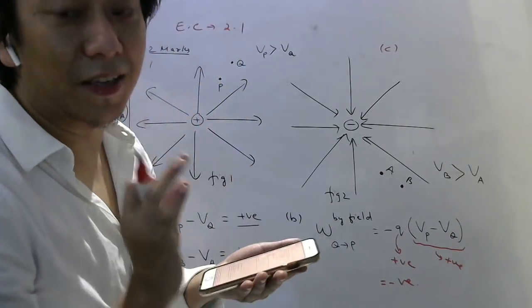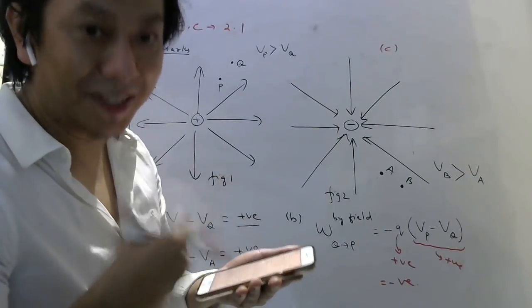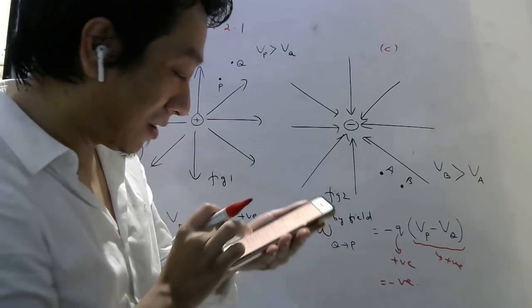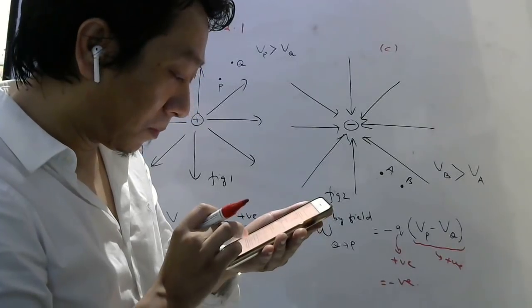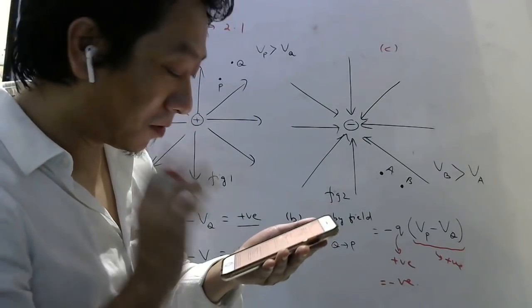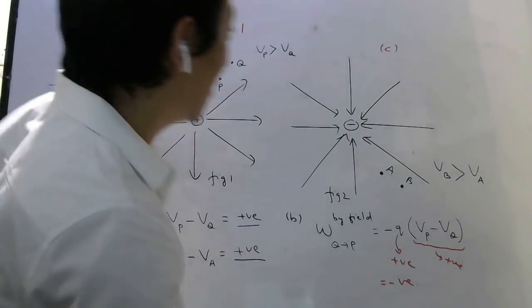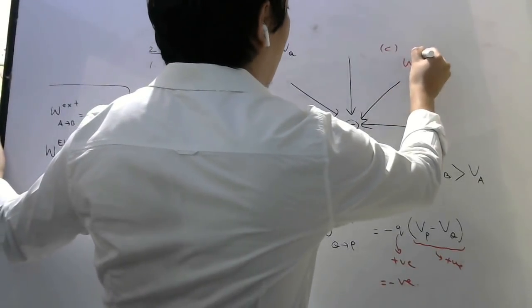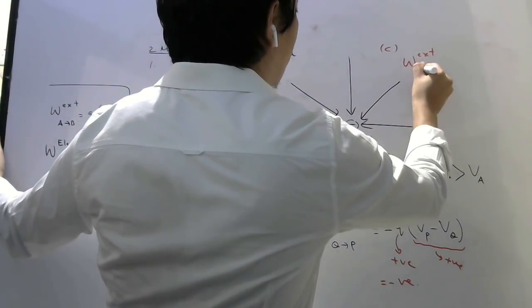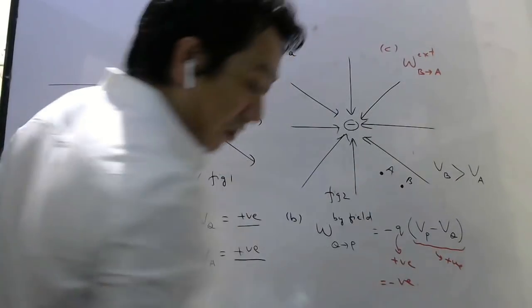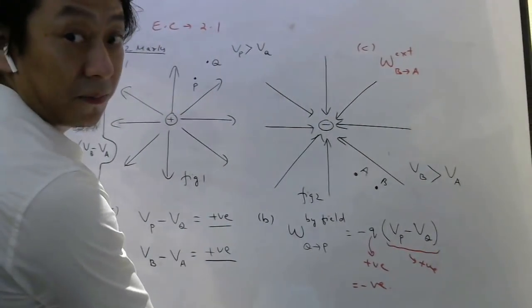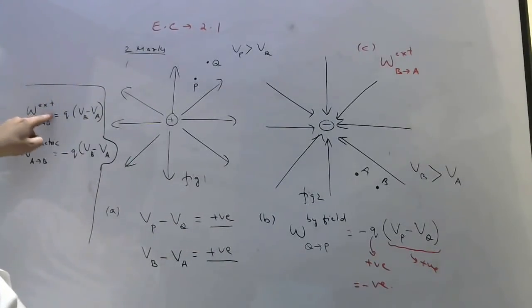external agency. External agency means what? External force. Pankaj sir, you think? To move a small negative charge, remember, from B to A. So they want work done by external agency from B to A or A to B. Let me check once. B to A. First you write the formula. So external means first one or second one?